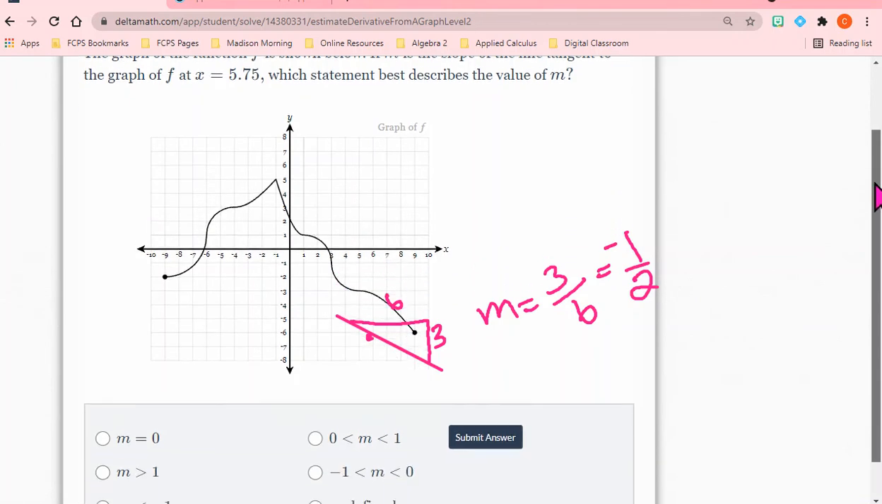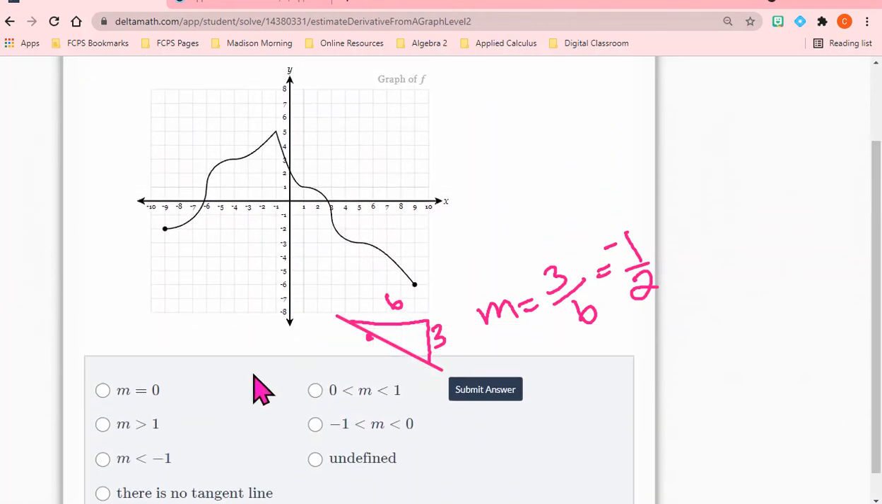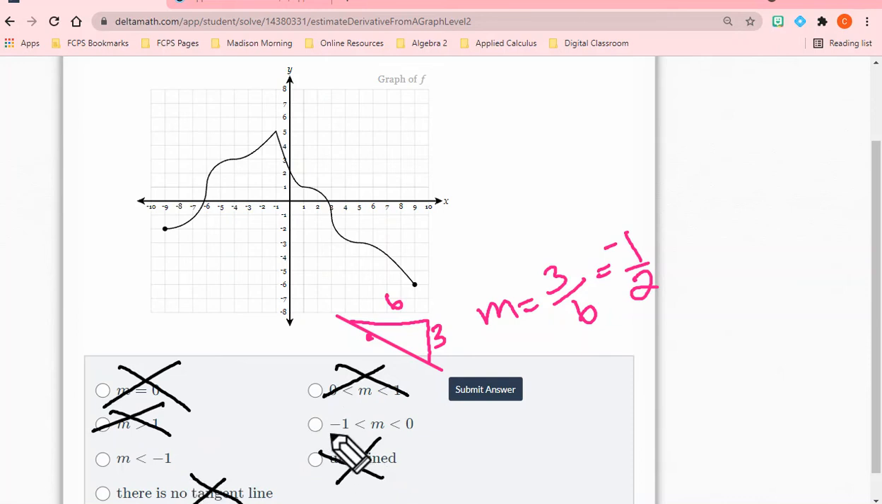Okay, so now I go and I look. My slope is not 0, so I'm going to cross off 0. It's not positive. How steep is the line? It's not undefined. It's not this one. So now you're just looking at how steep is the line. The line was not very steep. It was less than 1 in size. It's not this one. And so that leaves you here.